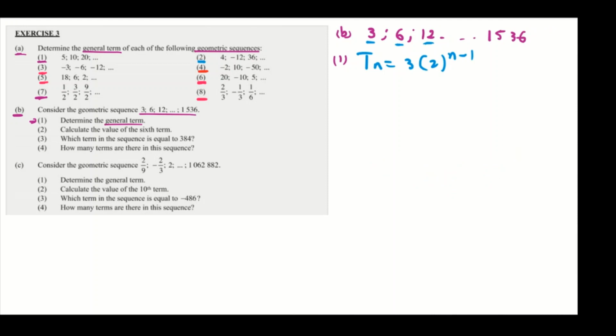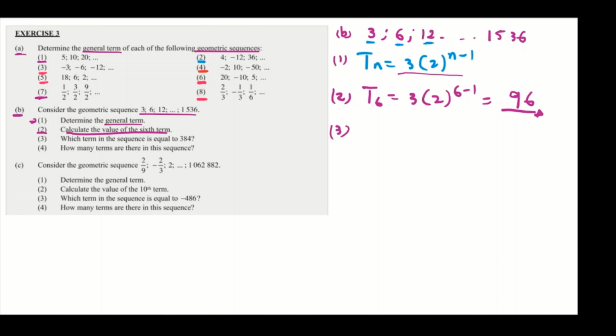Now I'm going to do the second part of the question, which says that we must calculate the value of the sixth term. So T6, we're going to substitute in this equation here. So it's going to be 3 into 2 to the power of 6 minus 1. So just punch this in your calculator, and what you're going to get is 96. Please confirm that in the comments.